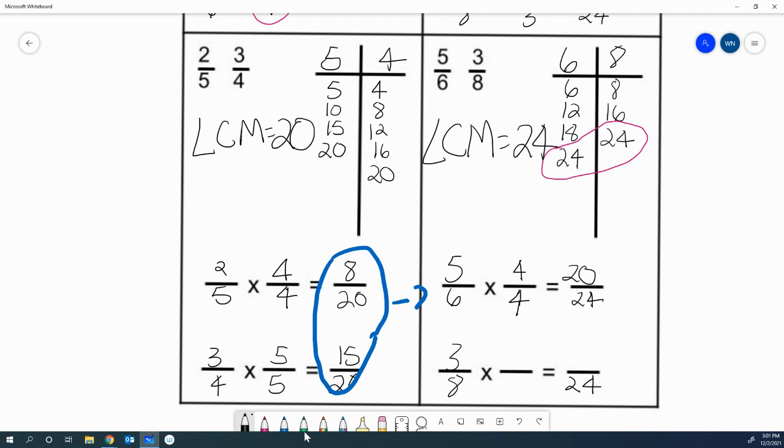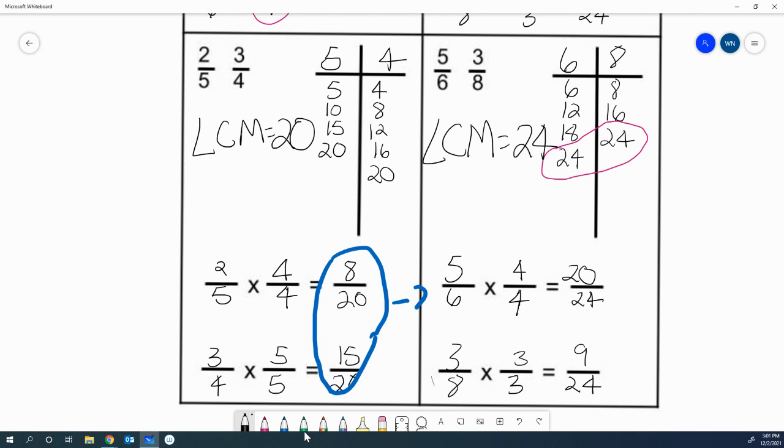Remember, you can pause the video whenever you want to check your work with mine. Your work should look just like mine. And if it doesn't, please check and see why and fix it. Now we know we want to take our 8 and turn it into a 24, so we're going to multiply by 3. And if I multiply the denominator by 3, we're going to multiply the numerator by 3, and 3 times 3 is 9.